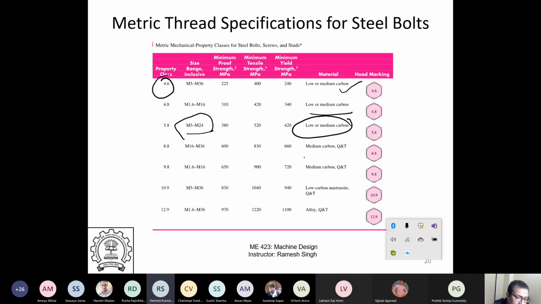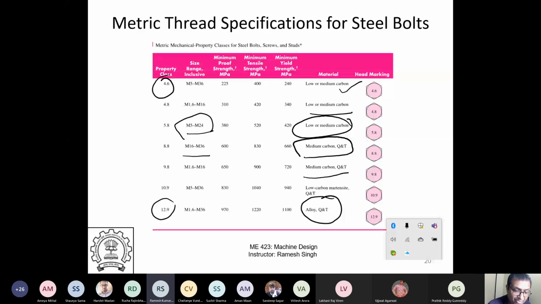And then this medium carbon quench, QNT is quenched, and I don't remember, I'll look at it, but it's quenched, and so it's harder. So these are for 16 to 36. Again, medium carbon QNT. And this 12.9 is alloy steel. Right. So these are a very expensive set of bolts. Okay.